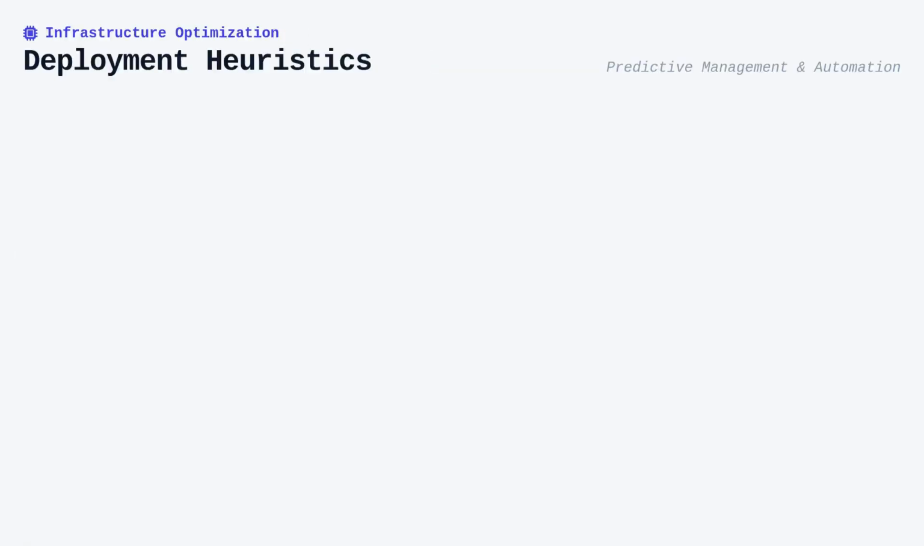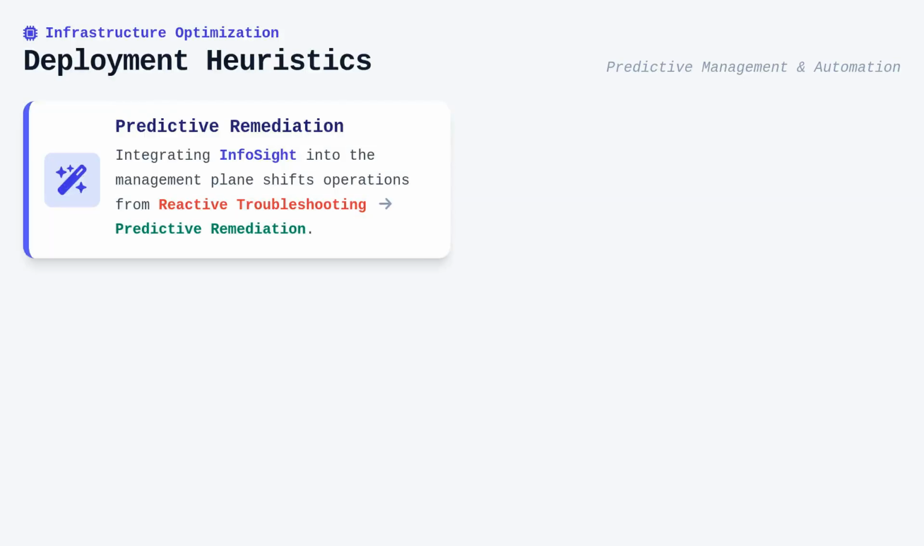In considering deployment heuristics, we must prioritize the integration of InfoSight into the management plane. This telemetry-based approach shifts the paradigm from reactive troubleshooting to predictive remediation, allowing the system to identify potential bottlenecks before they impact your applications. The integration metrics you need to monitor involve the API utilization patterns, which are central to how modern DevOps teams automate their storage provisioning.